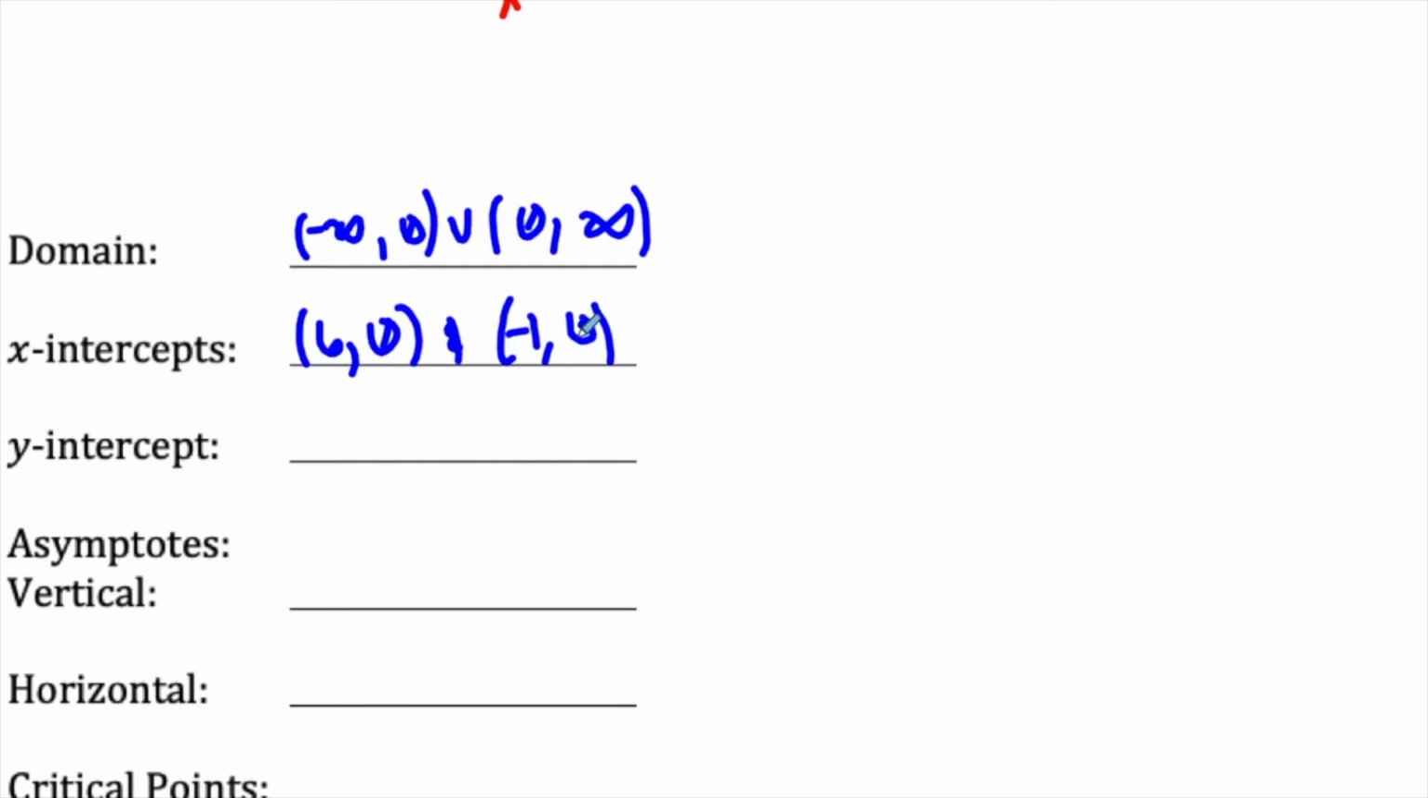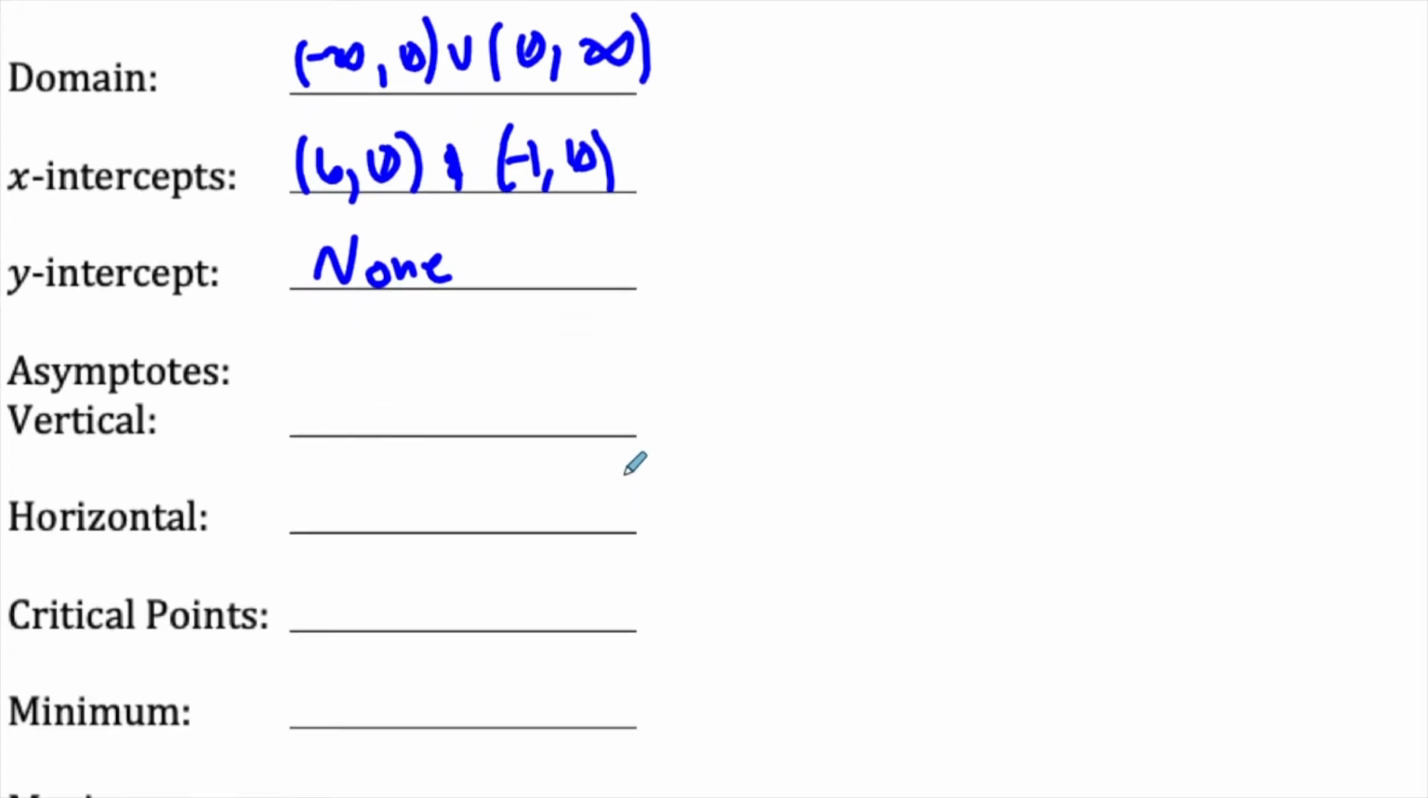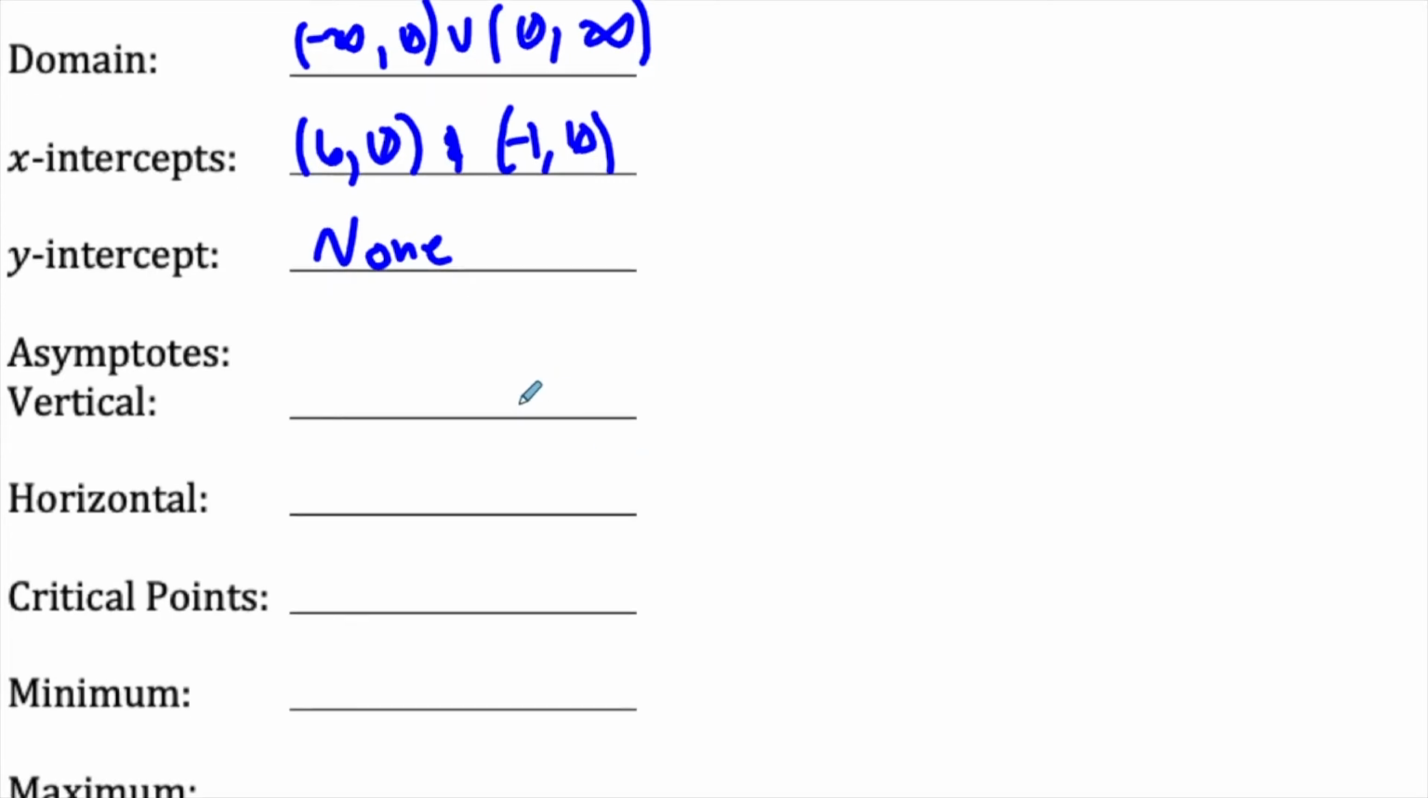Okay, those are your x-intercepts. There are no y-intercepts, and one thing you want to make sure you do here is actually say that. Don't just leave it blank, because that means you didn't do it. Just state that there are no y-intercepts, or if there are no x-intercepts, just say none.